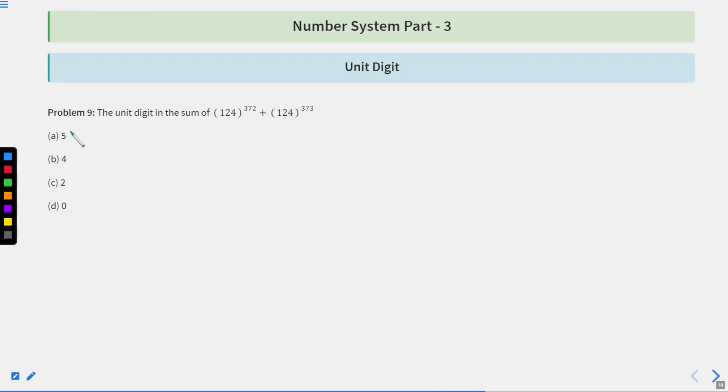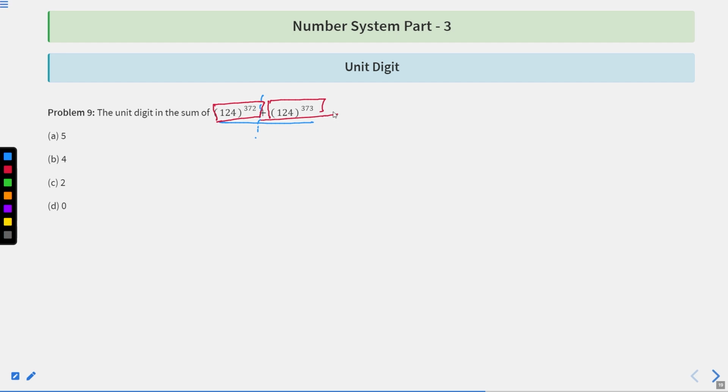Now problem number 9. We have to find the unit digit in the sum of these two numbers. Again, divide this problem into two parts. First of all, find the unit digit for this part. Later, find the unit digit for the other part.